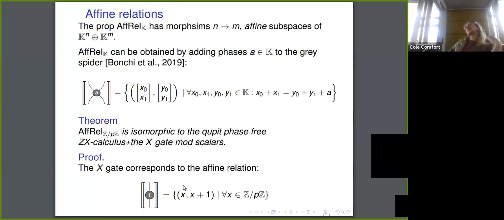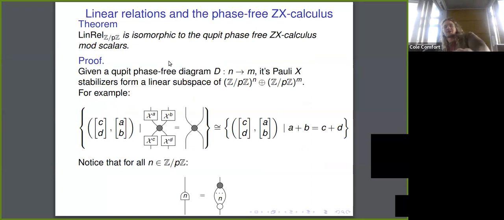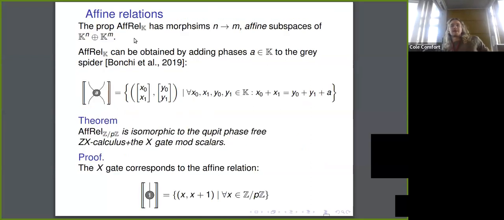Back to this correspondence: if you do the linear relations over Z mod pZ, if you loosen things up a bit so that the maps are not linear subspaces but affine subspaces, so I'm going to label the gray spider with an element a of the field. So here you see a as a constant symbol in the set. So that's an affine equation. Then over the cyclic fields, this is isomorphic to the phase-free ZX calculus plus the X gate.